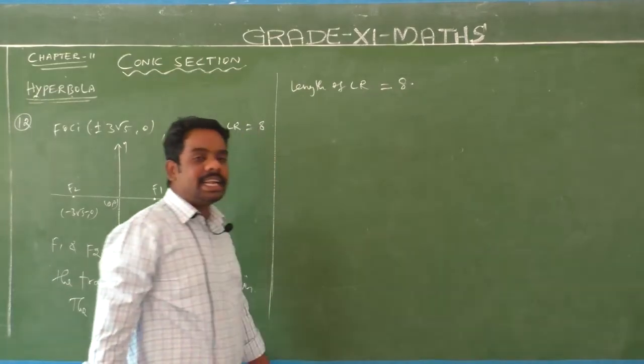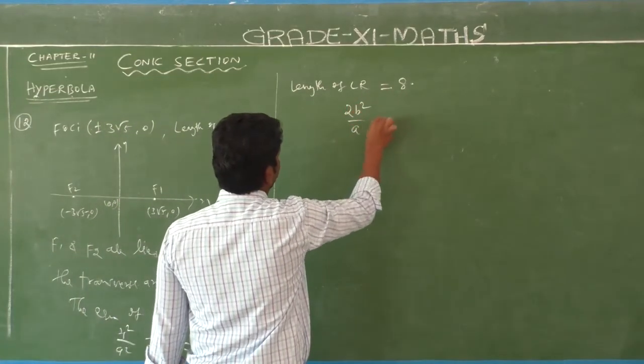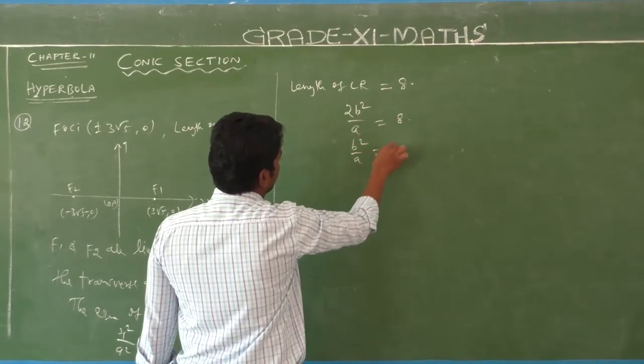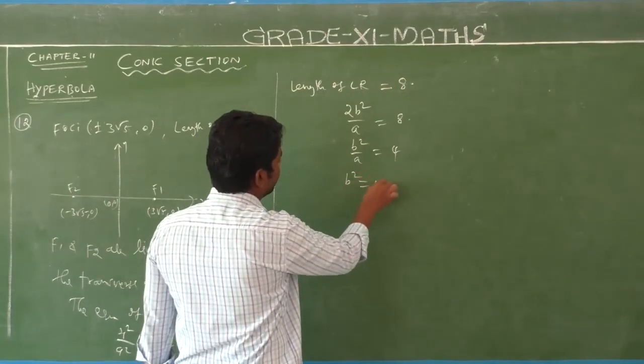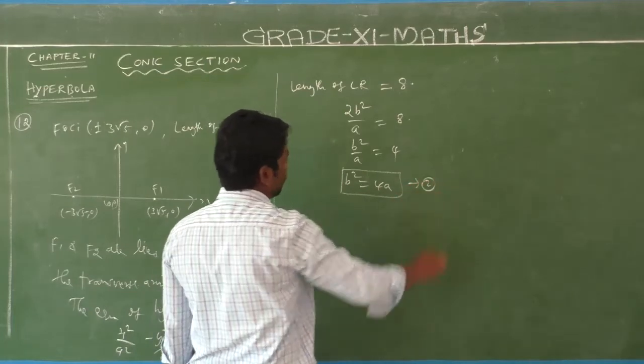You know that the length of the latus rectum formula is 2b squared by a, equal to 8. Then b squared by a is equal to 4. So b squared equals 4a. This is equation number 2.